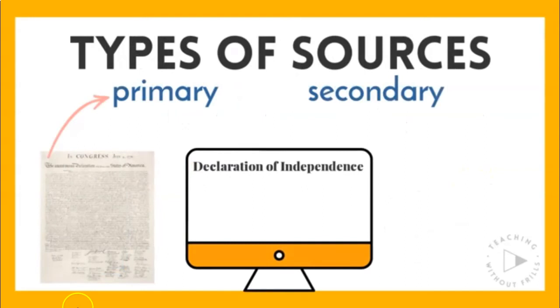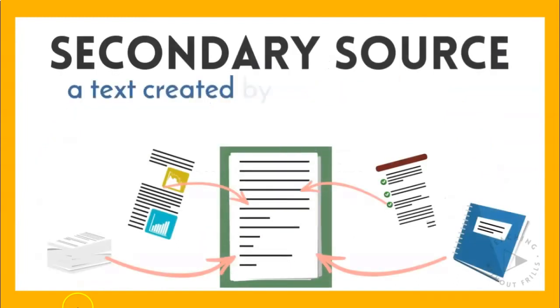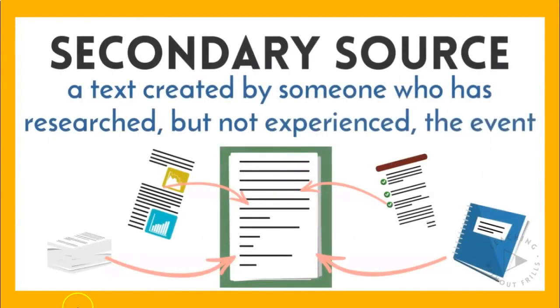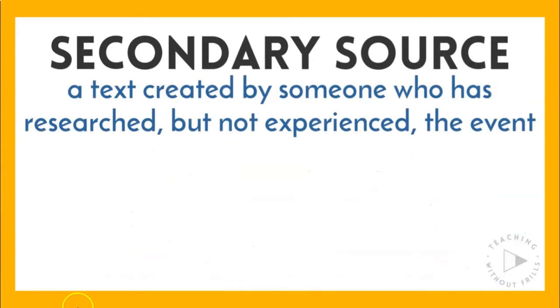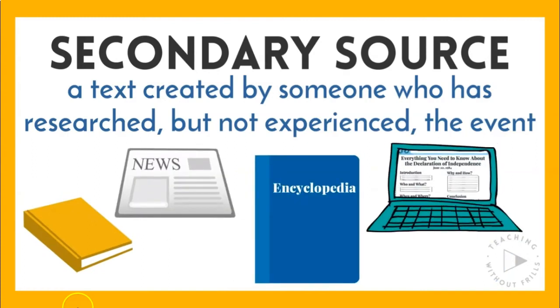As I continue my research, I may also find articles written by other authors about the Declaration of Independence. These are secondary sources. A secondary source is a text created by someone who has researched but not experienced the event. Examples of secondary sources include books, newspapers, encyclopedias, and online articles.